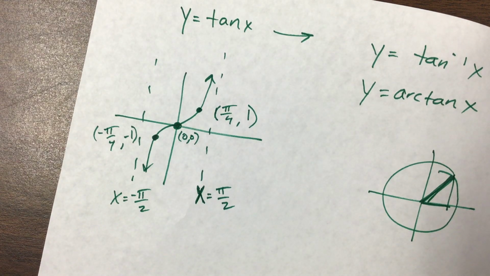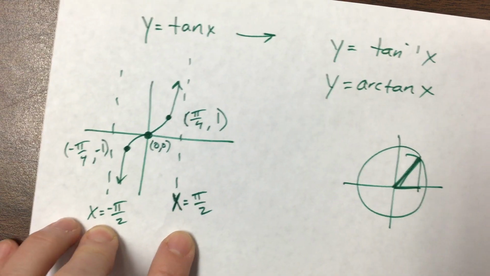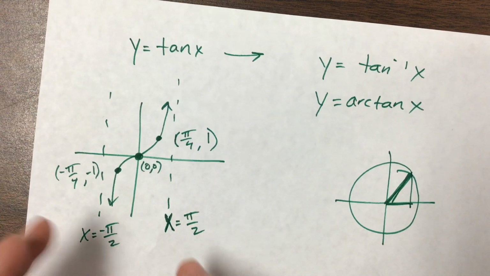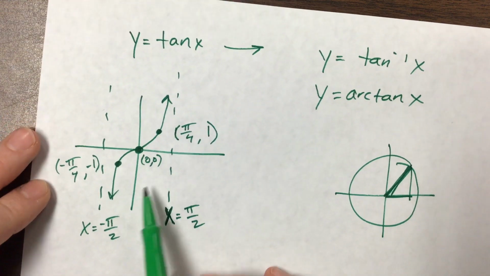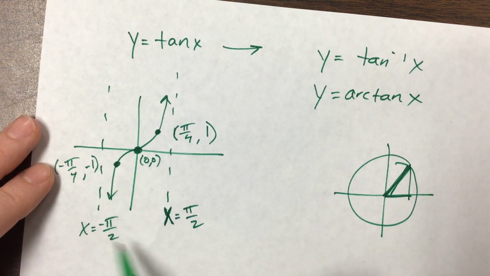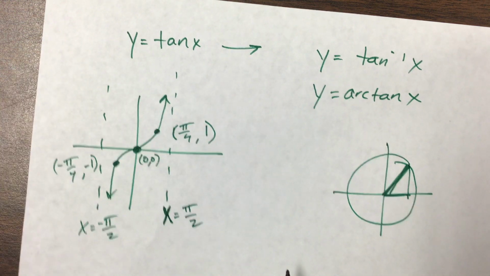Okay, so we've got those things, we've got these 2 asymptotes. This actual graph repeats over and over and over again forever, but we only want to have one piece so that we can find its inverse.